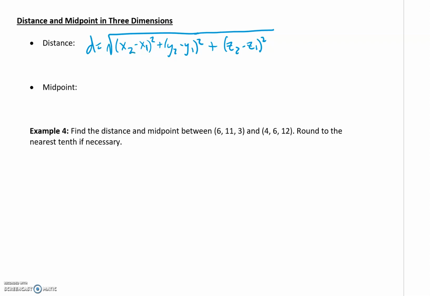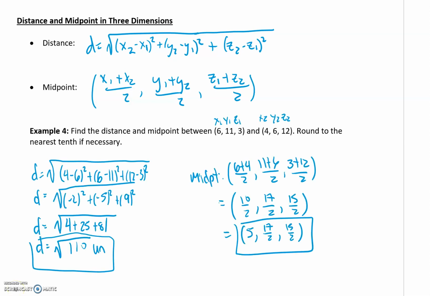So midpoint, same idea. The midpoint formula originally was just x1 plus x2 divided by 2 and y1 plus y2 divided by 2. Now, if we add 3 dimensions, we just add the z on. Easy peasy, all right? So example 4 is just using these formulas. So I'll just work this out to show you it's basically the same thing. And there you go. So if you look, it's just basically the same thing we've been doing all year long, just adding in the z's, z2 and z1.